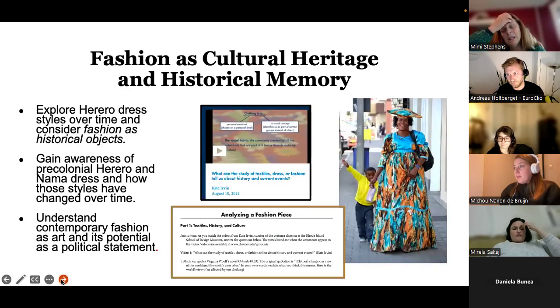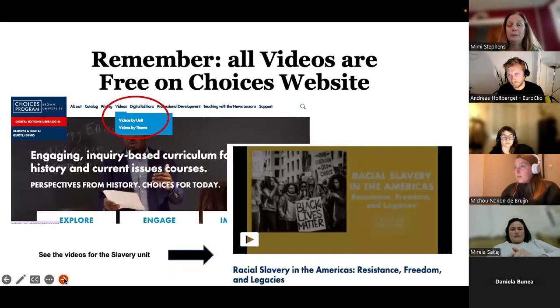And then the other free lesson from the genocide unit looks at fashion as cultural heritage and historical memory. So how do people in present-day Namibia claim fashion, try to reclaim fashion and fashion trends as a way to rewrite some of their history.